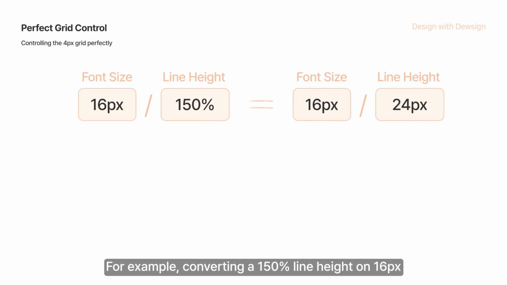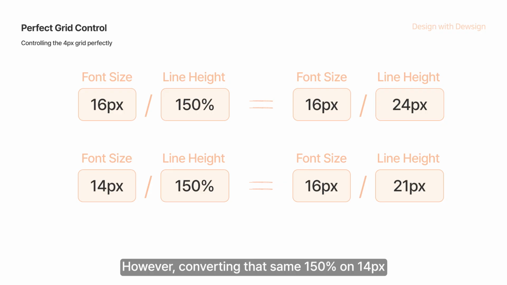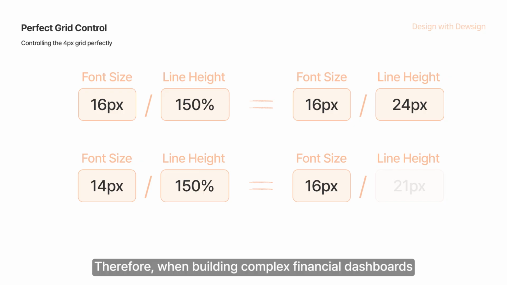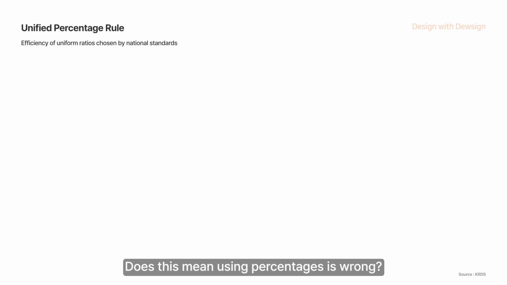The biggest advantage of absolute pixel values is perfect control. For example, converting a 150% line height on 16 pixels results in a clean, even 24 pixels. However, converting that same 150% on 14 pixels gives you an awkward odd number of 21 pixels. Therefore, when building complex financial dashboards or enterprise software, it is often much more advantageous to force and lock the line heights into absolute 4-pixel multiples, such as 20 pixels or 24 pixels. Does this mean using percentages is wrong?